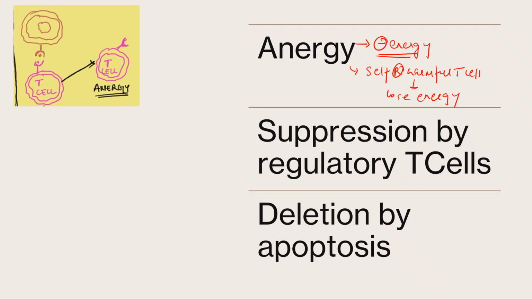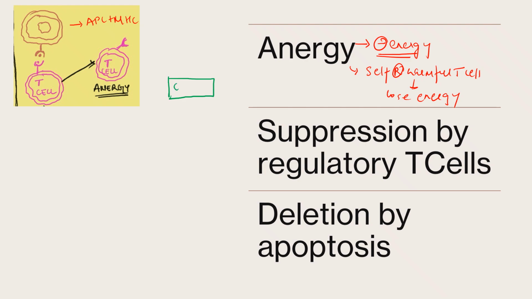Let me explain. So in the previous slide about central tolerance, we saw that any T cell, if it has to be expressed, will require the help of APC plus MHC, right? Now in this concept of anergy, they will require something else also apart from APC and MHC. What is that something else? It's called second signals or co-stimulators. Let me explain with the help of an example.